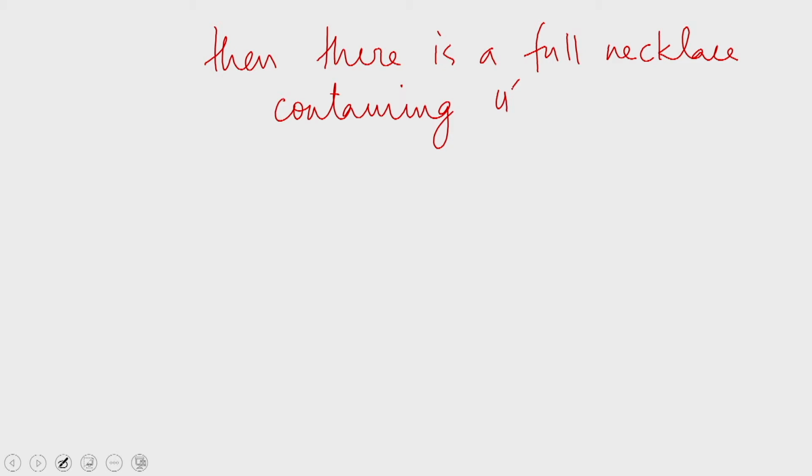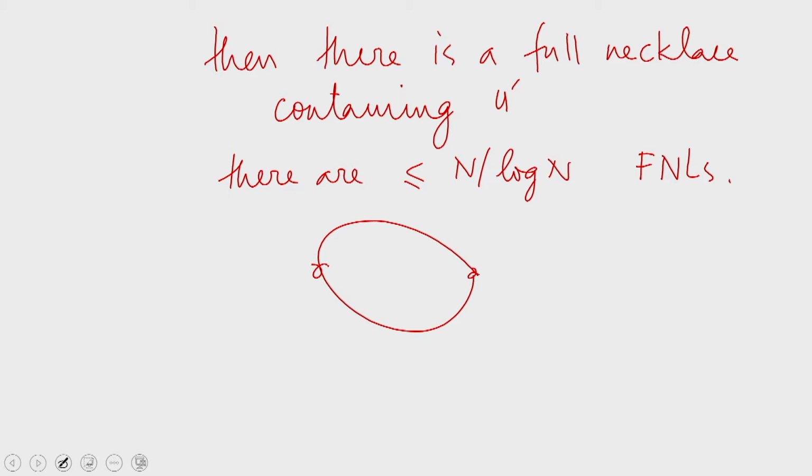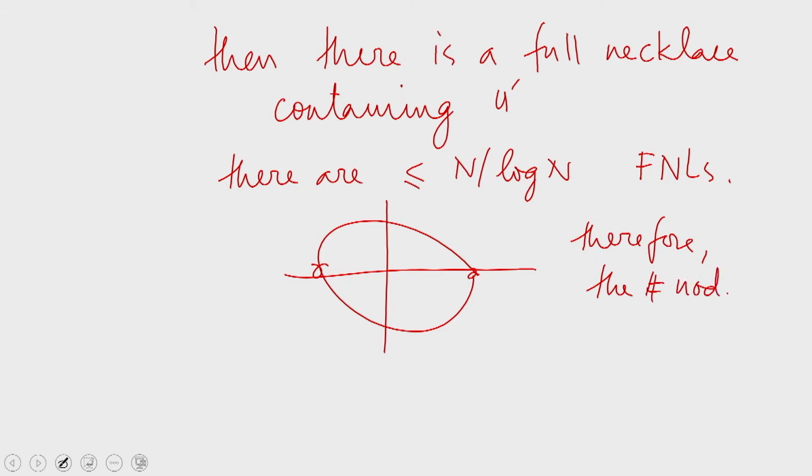So, what we find is that for every node that maps to the origin, its exchange neighbor is in a full necklace. There are at most n by log n full necklaces, because a full necklace by definition has log n nodes. So, there could be at most n by log n distinct full necklaces. When you consider a full necklace, at most 2 nodes of the full necklace can be on the real line. Therefore, the number of nodes at the origin is order of n by log n.